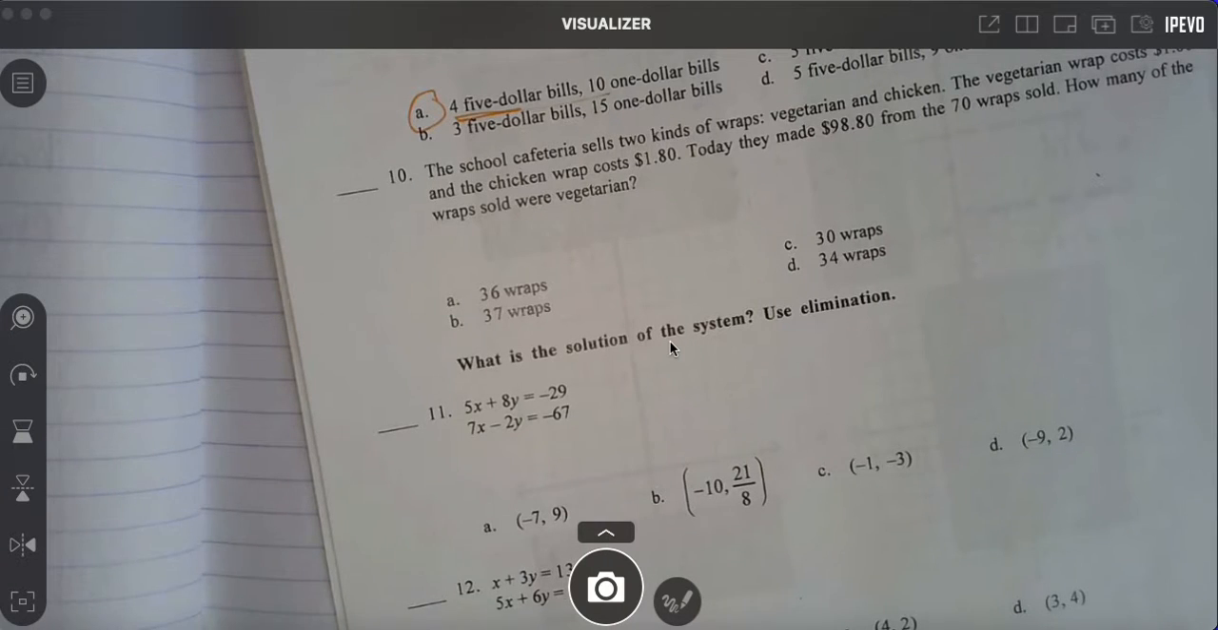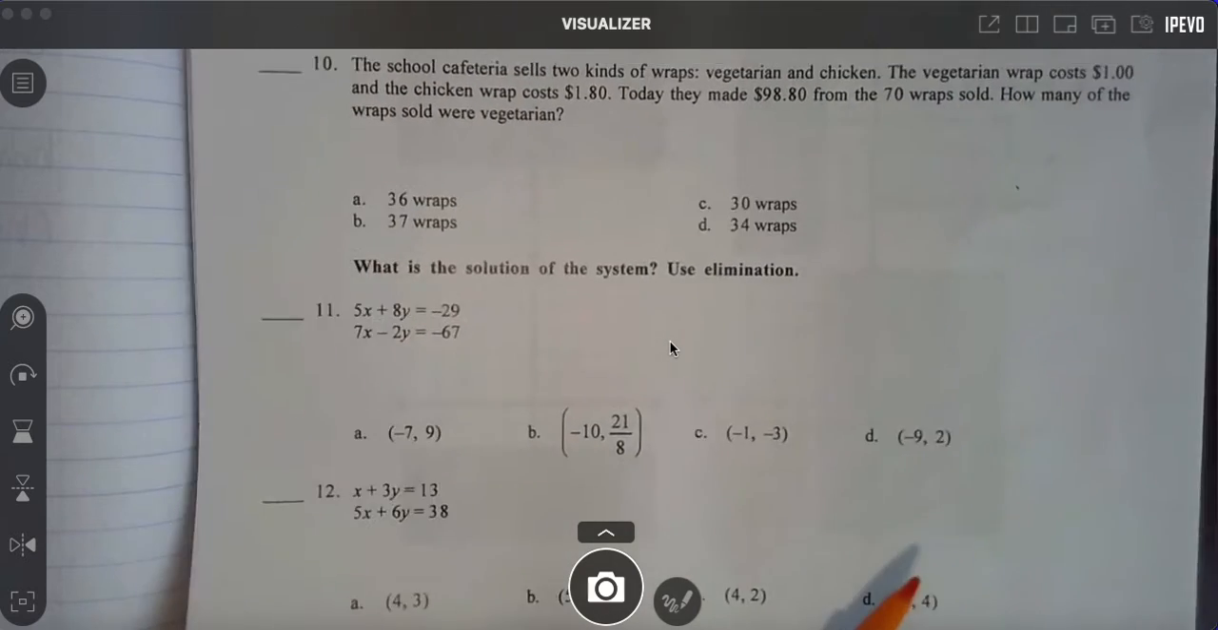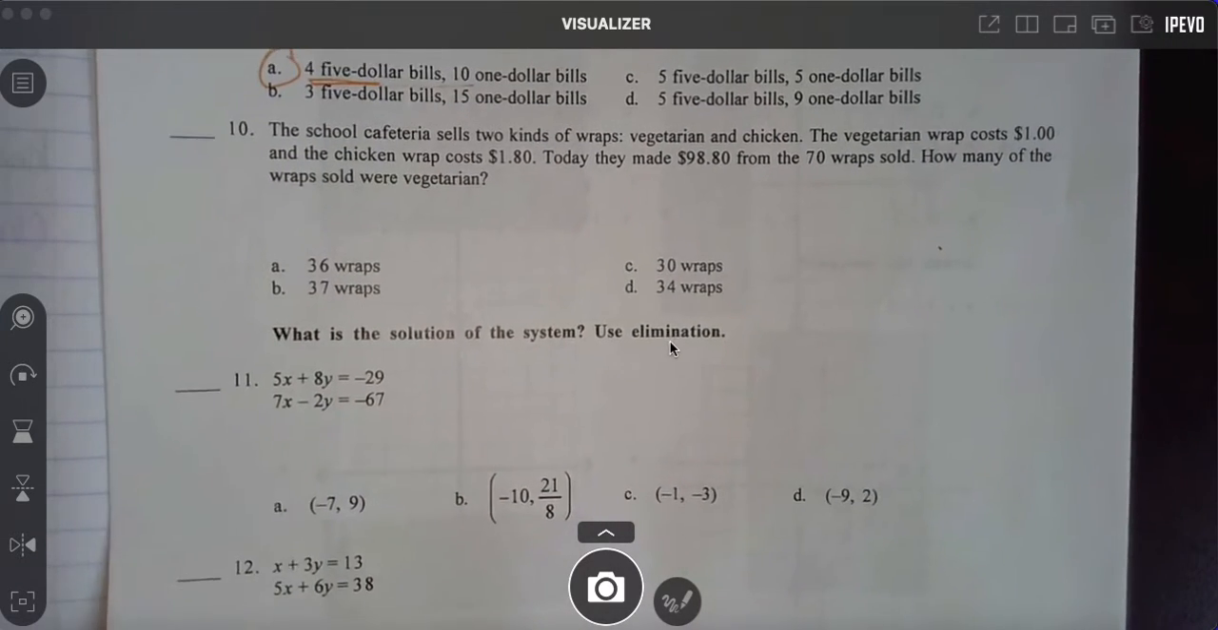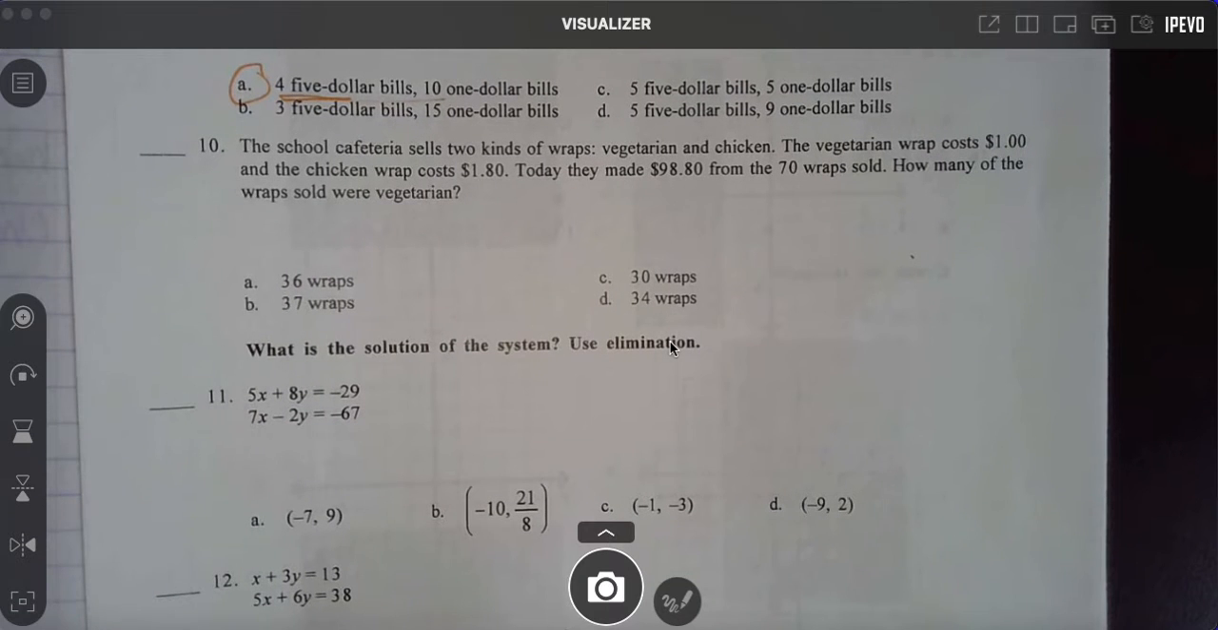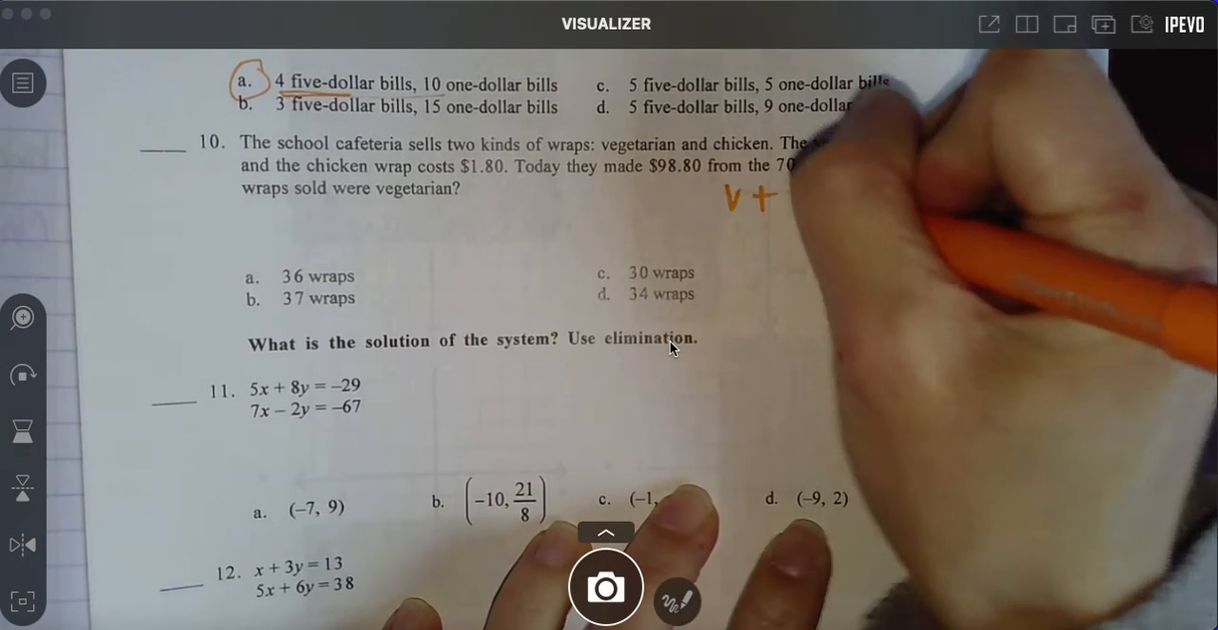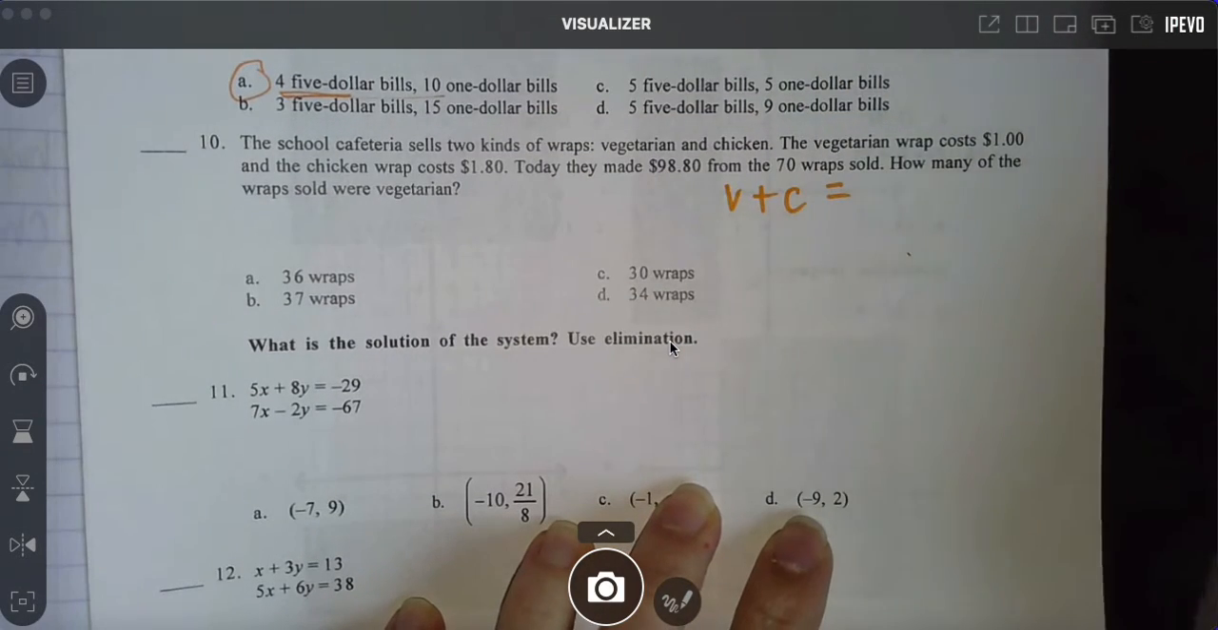Let's see number 10. The school cafeteria sells 2 kinds of wraps. Didn't we already do one of these? This looks so familiar. We did it the other day, but we didn't go over it. Oh, okay. Maybe that's why I'm thinking of it. The vegetarian wrap costs $1. Chicken wrap is $1.80. They give us the amount, and then they give us the total of wraps. So I would say, and I'm going to use V and C, vegetarian and chicken. So if I have vegetarian wraps plus chicken wraps, how many wraps are there total?